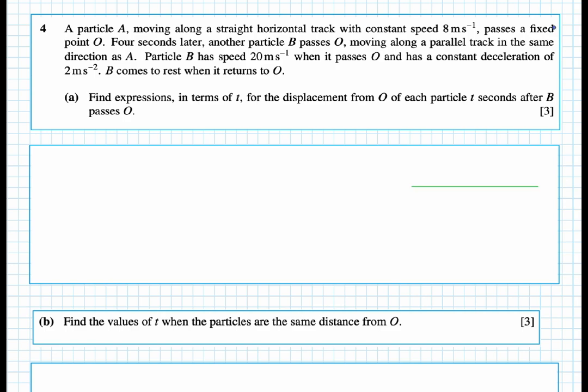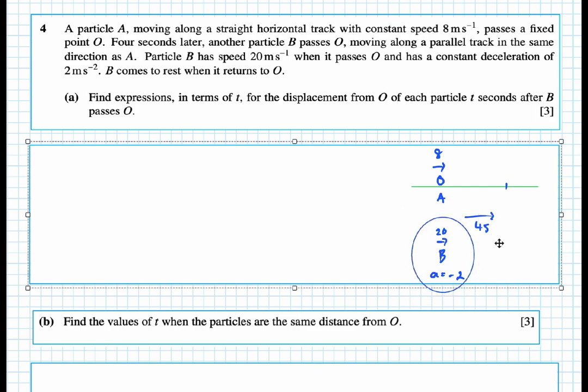So we're dealing with particle A along a horizontal track. So we draw that there. We have a velocity of 8. It passes a point. And there's 4 seconds in between there. So there's another particle B that at 4 seconds their velocity is 20, and it also has a deceleration of 2, so -2 for the acceleration. And B comes to rest when it returns to the origin. So find some expressions in terms of t for these, A and B.